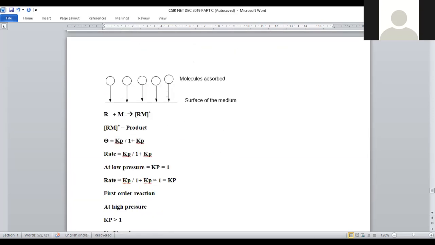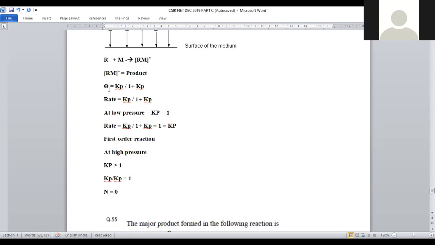In order to get that, we take the surface and treat it with molecules which accumulate only on the surface; then only it is called adsorption. Langmuir adsorption is a chemical process, and monolayer adsorption is possible rather than multilayer adsorption, right? And it is given by the formula theta equals Kp divided by 1 plus Kp.